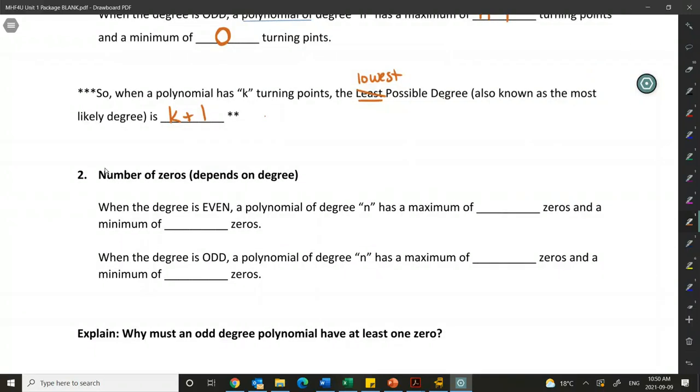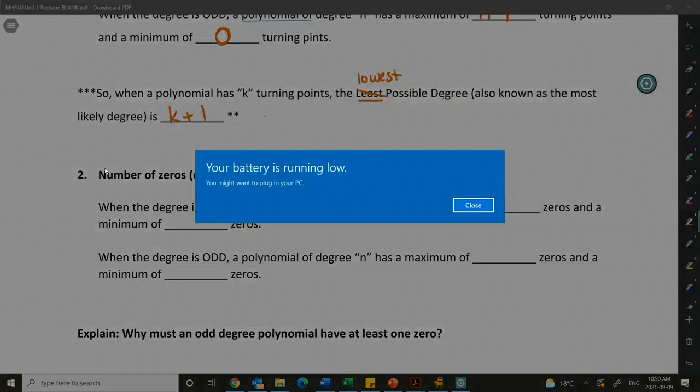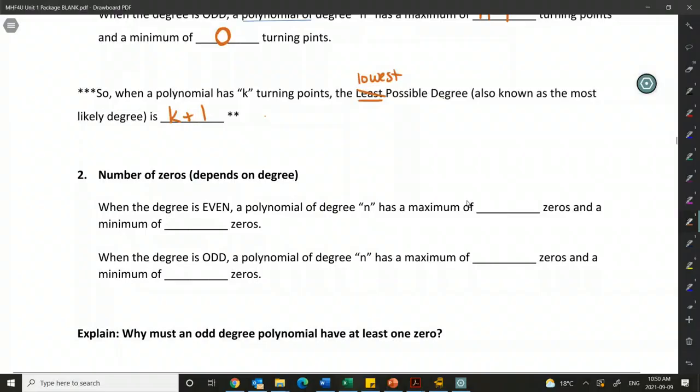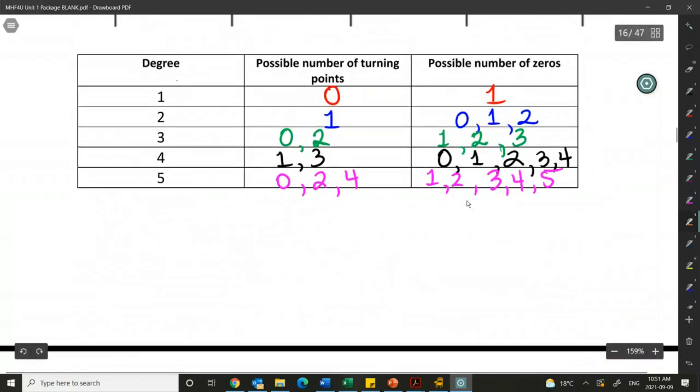Number of zeros, let's consolidate what we figured out in our chart here. When the degree is even, a polynomial of degree n has a maximum of blank zeros. Look at your chart. What is the maximum number of zeros that an even polynomial can have in relation to its degree? Keaton? It goes up to and equal to the degree.